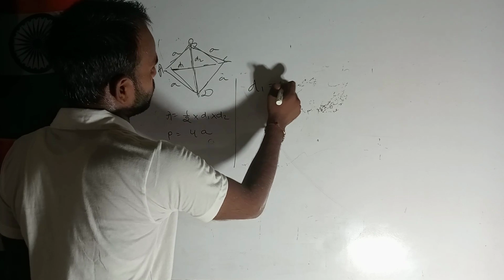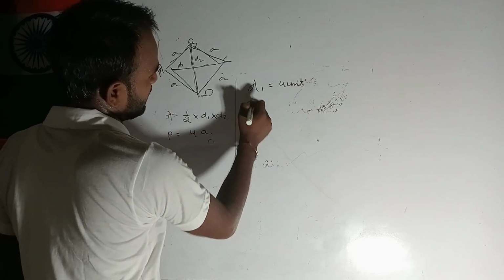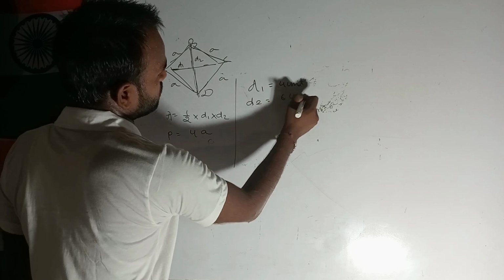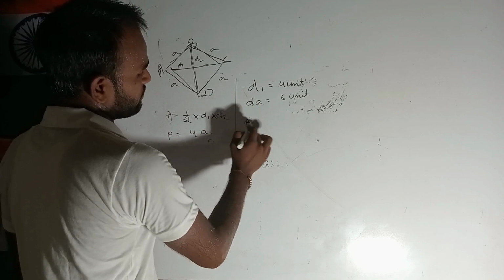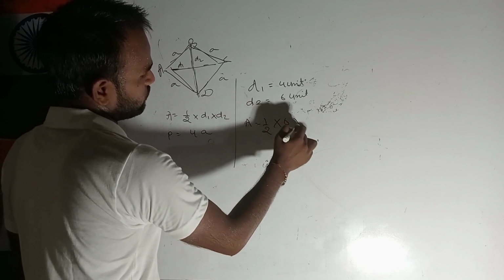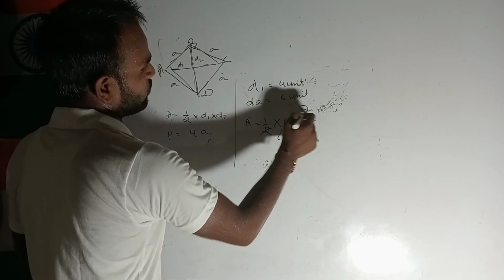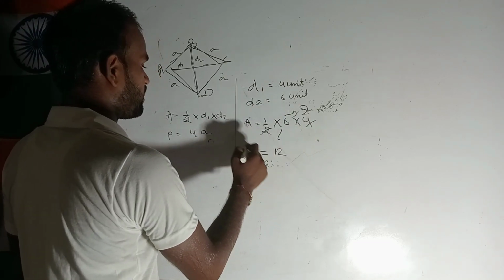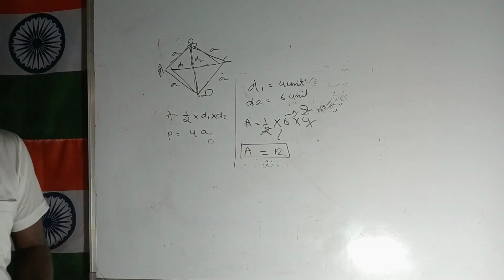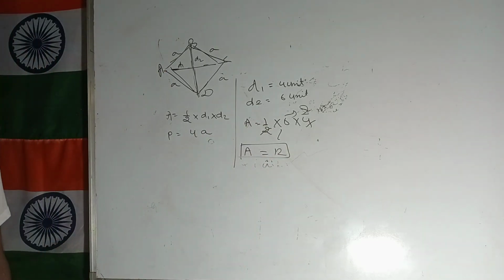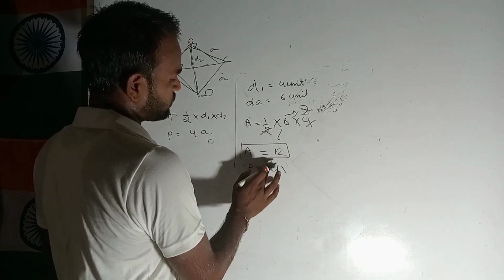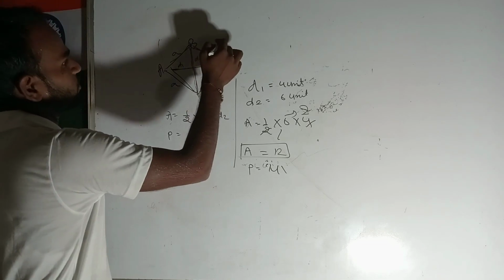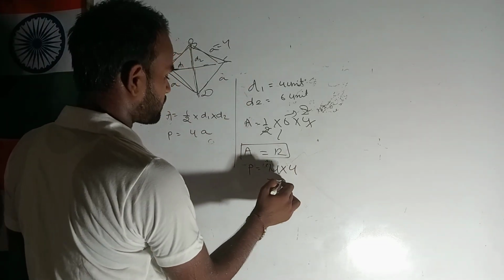If I have D1 equal to 4 units and D2 equal to 6 units, then what will be the area of the rhombus? The area will be half into 6 into 4, that is 2 ones are 2, 2 twos are 4, 6 twos are 12. That will be the area of the rhombus. Simple. So what will be the perimeter of the rhombus? The perimeter, P for perimeter, is 4 into any side. The value of the side you may take as 4. Then the perimeter of the rhombus will be 16 units.